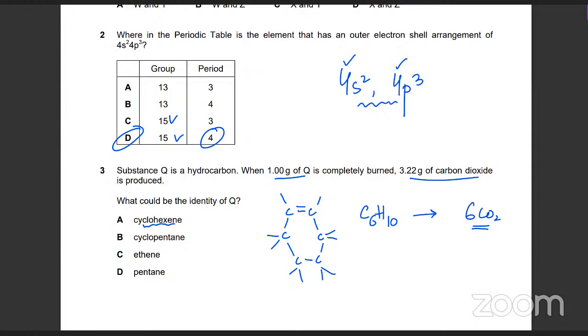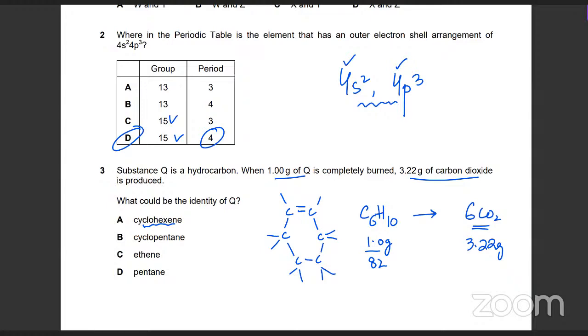So now try and figure out, if I have 1 gram of this, will it produce 3.22 grams of carbon dioxide or not? Moles निकालो ना, how many moles do you have? What's the MR? That's 12 into 6 plus 10 hydrogens. 12 into 6 is 72, I think. Either confirm or double check. Is the MR 82 or not? Yes, sir, it's 82.